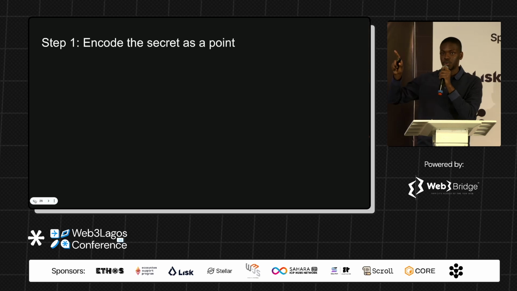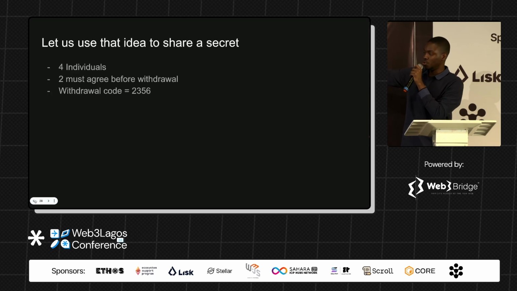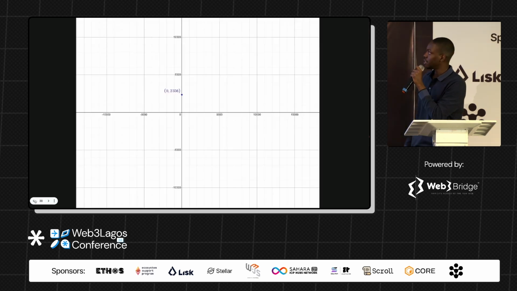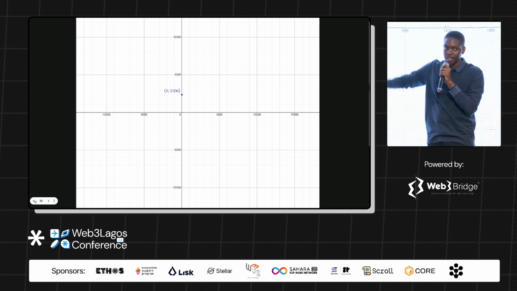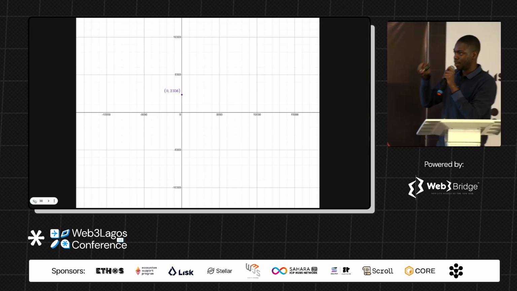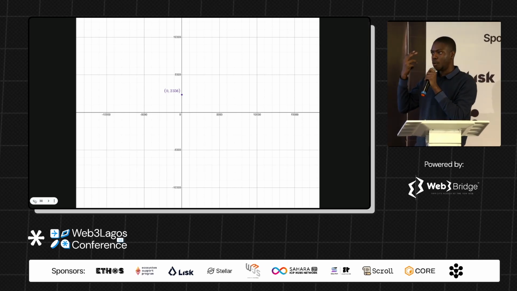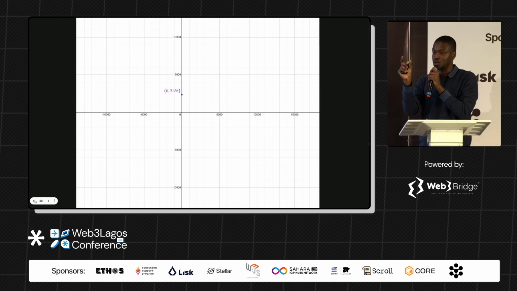The first step is to encode the secret, which is the code, as a point on the graph. Our code is 2356. We encode it this way: we put a point 0, 2356. So this is our secret. Now we have the requirement that 2 persons must be present before we can get it. A line is basically something that requires 2 points in order to construct it. So a line fits this problem really well.